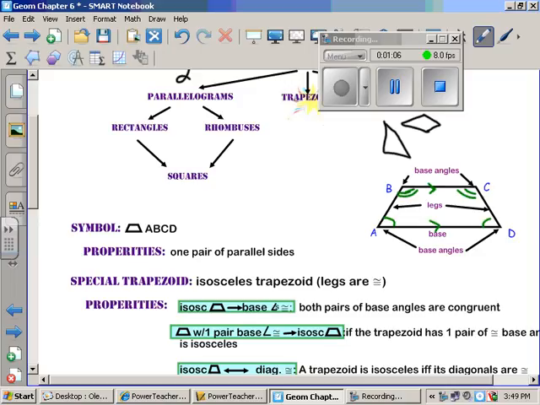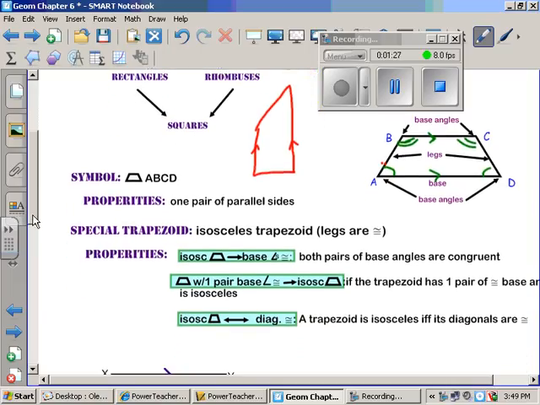All right. Now, trapezoids on their own can look like this, as long as they have two parallel sides. You can see trapezoids that look like that. But if I asked people to draw a trapezoid, they would probably draw one that looks like this. And that is an isosceles trapezoid.